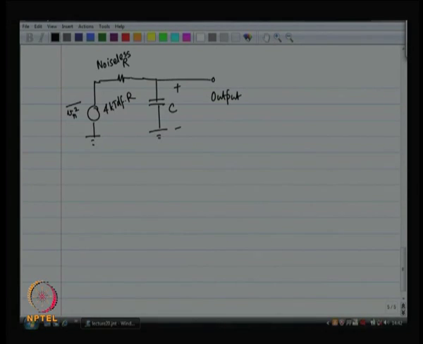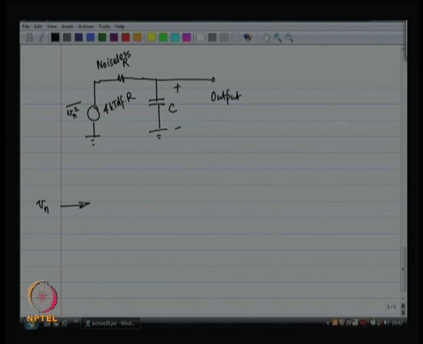If I apply a voltage Vn instead of Vn squared, then what is the voltage that I see across the capacitor? The voltage across the capacitor has a Laplace transform that is equal to Vn of S times R by 1 plus SCR. Am I right? Nope, I am not right. It is 1 by 1 plus SCR. This is correct.